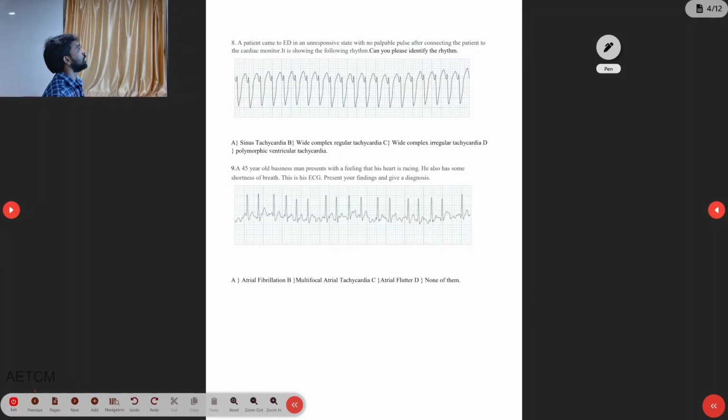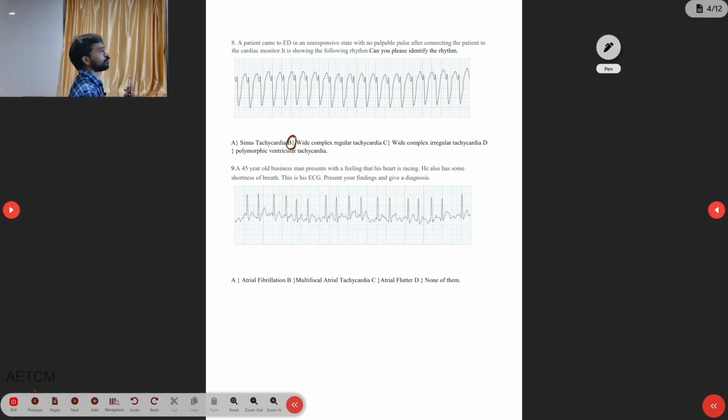Next, 8th question. A patient came to ED in an unresponsive state with no palpable pulse. After connecting the patient to the cardiac monitor, it is showing the following rhythm. Can you please identify the rhythm? The options are: option A is sinus tachycardia, option B is wide complex regular tachycardia, option C is wide complex irregular tachycardia, option D is polymorphic irregular tachycardia. As all of you know it very well, the option is B, wide complex irregular tachycardia.